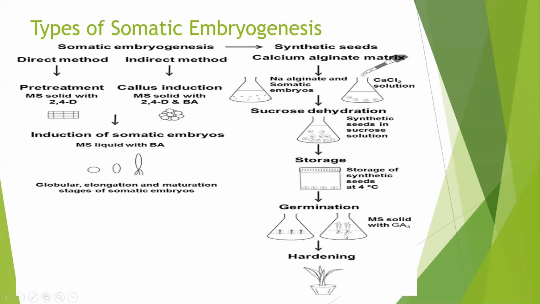We can grow them on MS media with the effect of gibberellic acid, gibberellins. We can use GA3 because GA3 induces the formation of radicle and plumule. When the radicle and plumule are formed in in vitro condition, then we have to take this explant onto the soil, and this process is called hardening. When these plants adjust in this soil, then from here to the greenhouse, then to the natural environmental condition, we can place this plant.